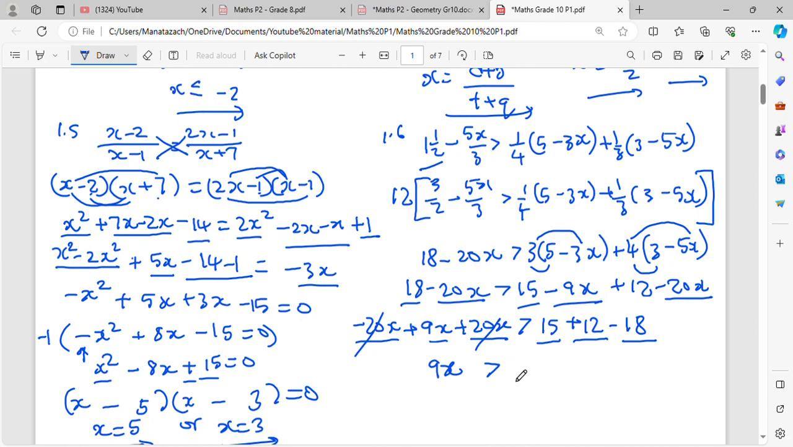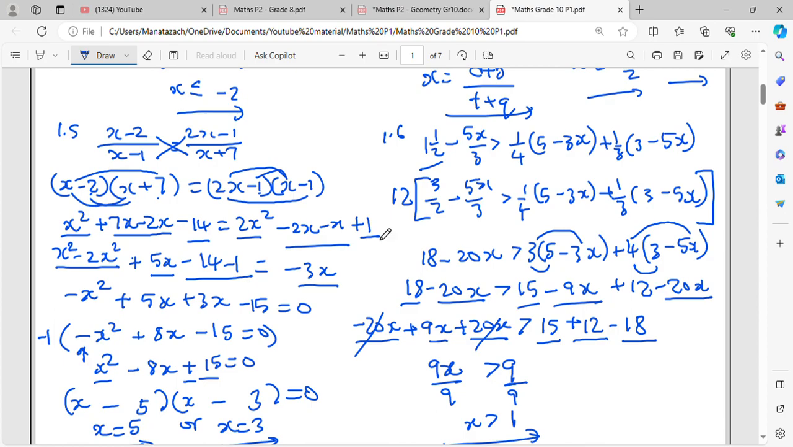Is that correct? So that's just basic mathematics. In fact, it's going to be a 9. So let's divide by 9 both sides. X is greater than 1. Okay, let's write and do the final question.